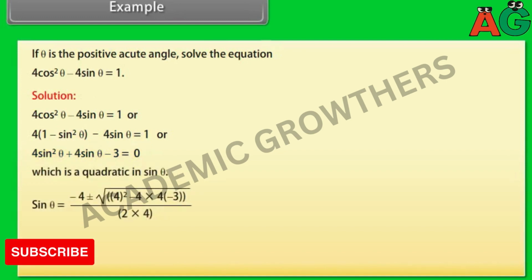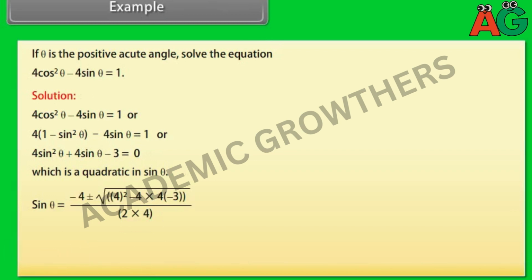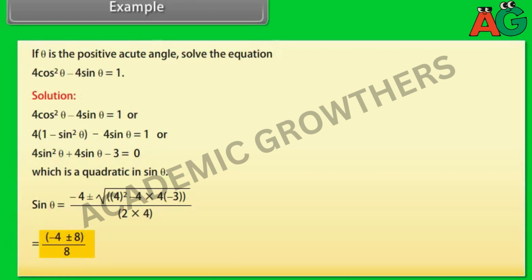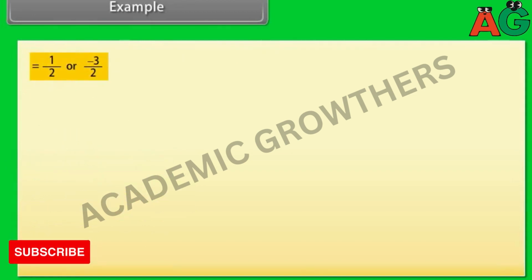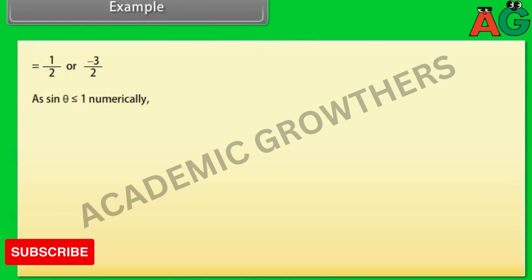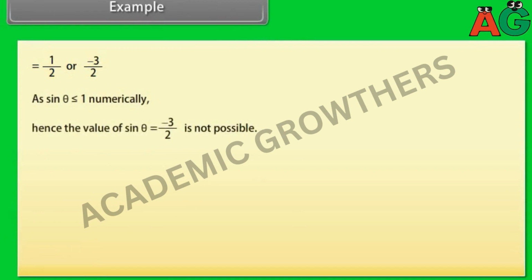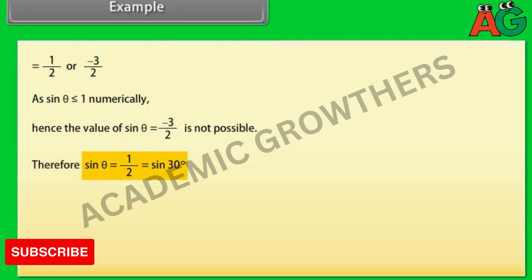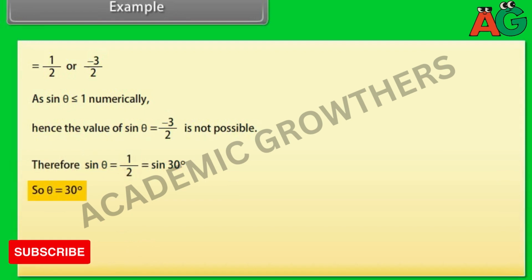Sine of theta is equal to minus 4 plus minus under root (4 square minus 4 into 4 into minus 3) by 2 into 4 is equal to (minus 4 plus minus 8) by 8 is equal to 1 by 2 or minus 3 by 2. As sine of theta is less than or equal to 1 numerically, hence the value of sine of theta equal to minus 3 by 2 is not possible. Therefore, sine of theta is equal to half is equal to sine of 30 degree. So, theta is equal to 30 degrees.